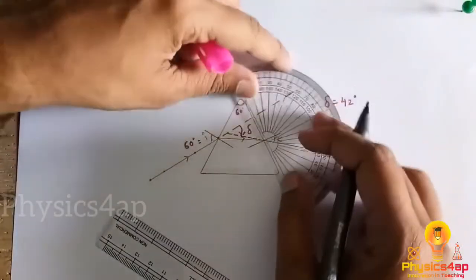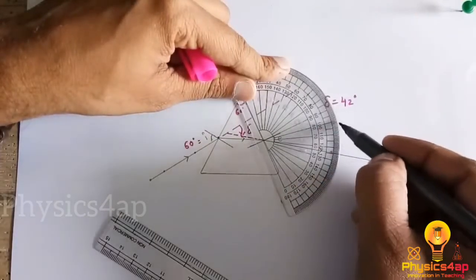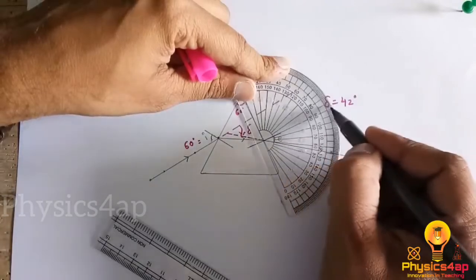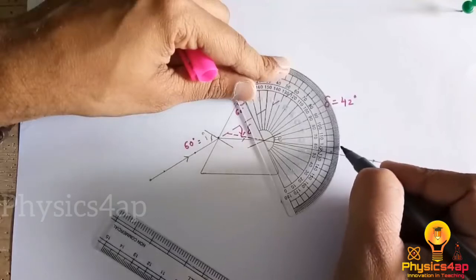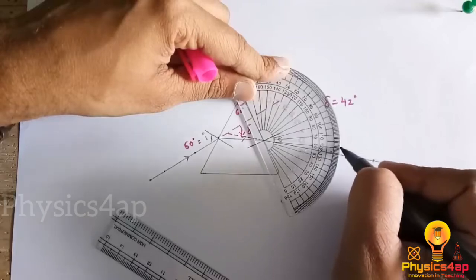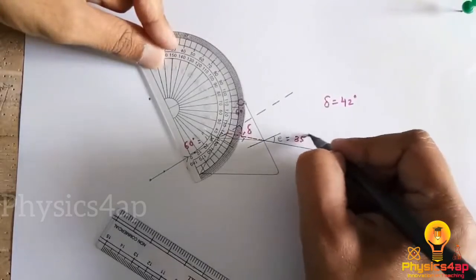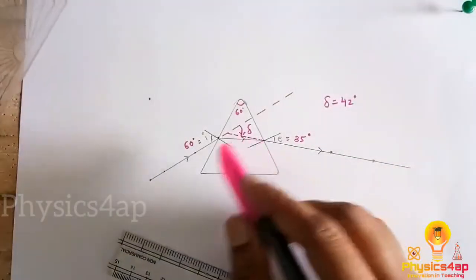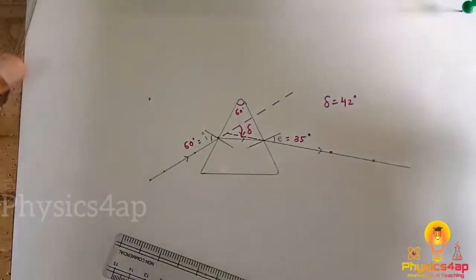Let me measure the angle of emergence as well. So angle of emergence with respect to the normal, 10 degree, 20 degree, 30 degree, 40 degree. You can see that from here 90 degree, this is 10, 20, 30. Now I am mistaken, it is 35, sorry, because these are the gap of 5. So this angle is 35 degree. So this was the experiment about the refraction through prism. Hopefully you have understood this.